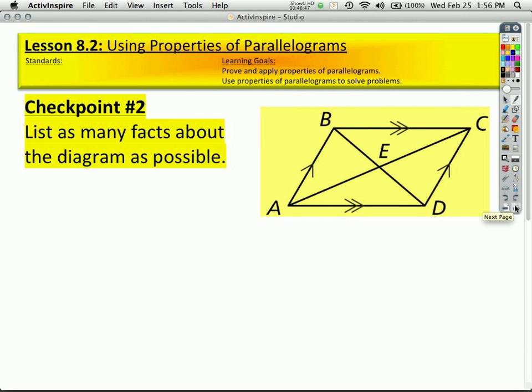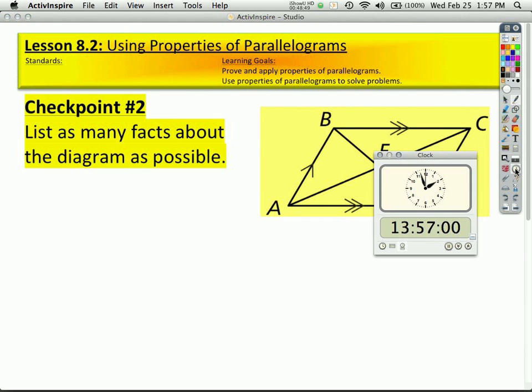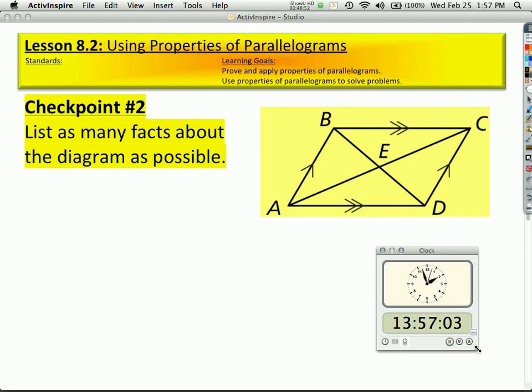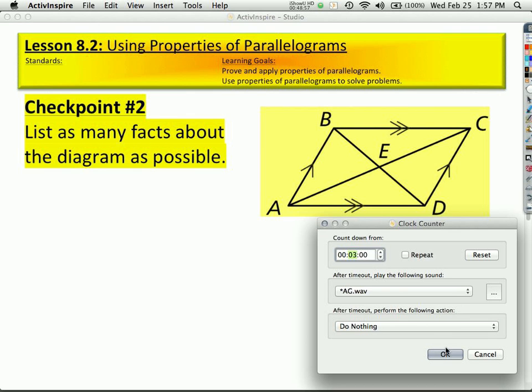All right. Checkpoint number 2. And I'm going to clarify the instructions in a moment, but just take a second to read it to yourself. So, list as many facts. What do I mean? I want to clarify since it's not my normal type of question. I want you to list for me as many pieces of evidence, as many facts as you can about this diagram. I'll start.